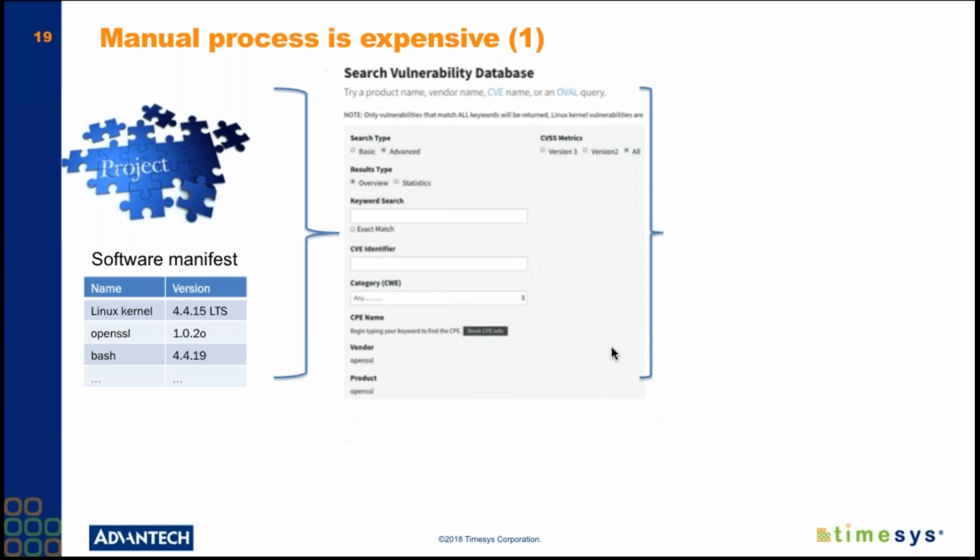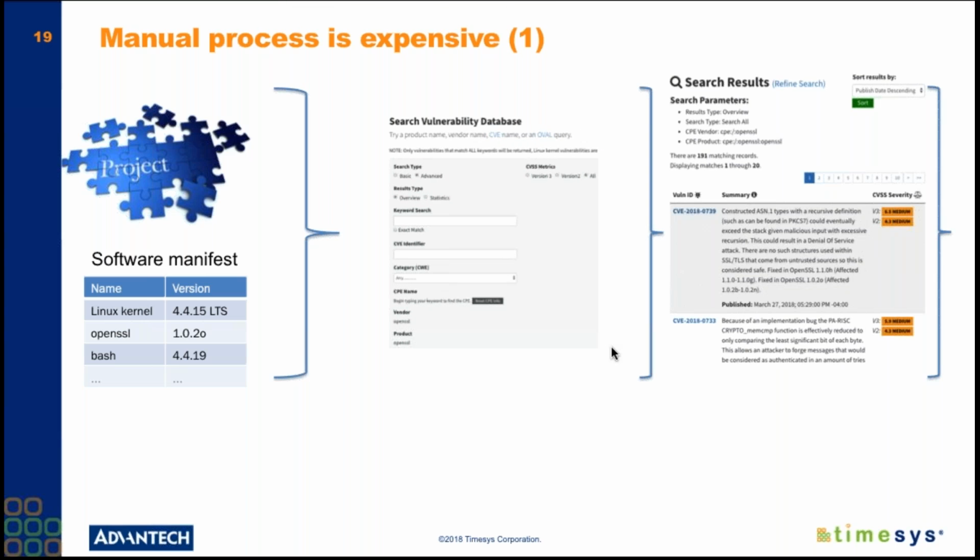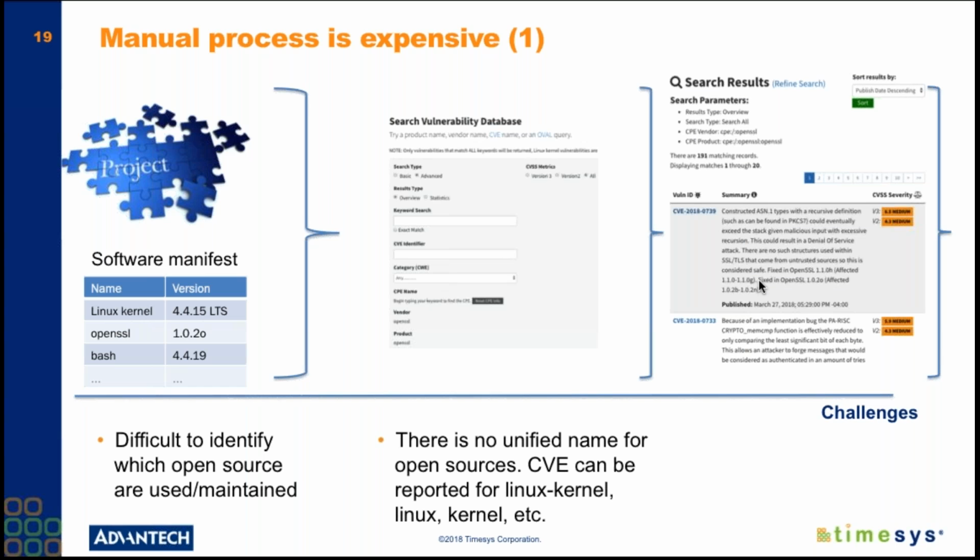As part of my search, I was given a list of CVE vulnerabilities that, well, may be applicable to my product. You can see that there is 1, 2, all the way to, I think, 10 pages of CVEs for openssl. So what are the challenges with this part of the process? Sometimes it's very difficult to identify which open source is really used and maintained from the security perspective as well.